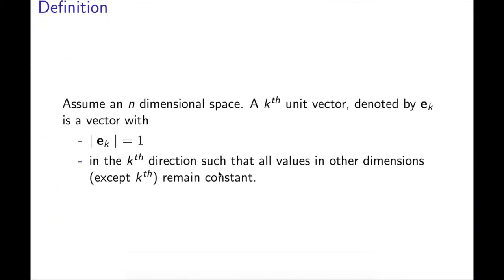So if we have a space which has n dimensions, we will say the kth unit vector will be denoted by ek, and it is a vector with two properties: its magnitude is 1 and its direction is in the kth direction, such that all values in other dimensions except the kth dimension remain constant. So we'll see what it means. I think the first part is clear enough, but for the second part we need to see some examples to know what it means.